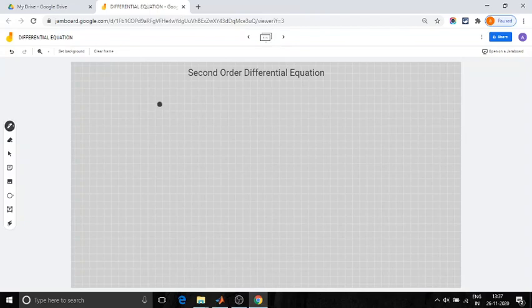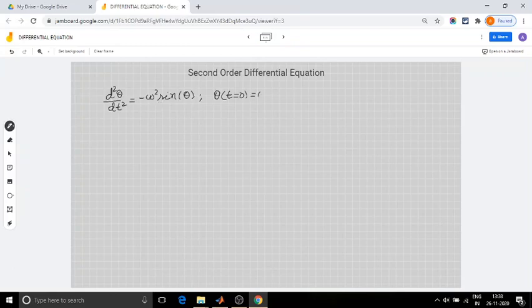So I'm just taking one example. This is the pendulum motion, and say the differential equation for the pendulum motion is given by d2 theta by dt square equals minus omega square sine of theta. And what you want is to find the solution of this differential equation. The given values are the value of theta at time t equal to 0 is 0, and the value of theta dot at time t equal to 0 is 1.